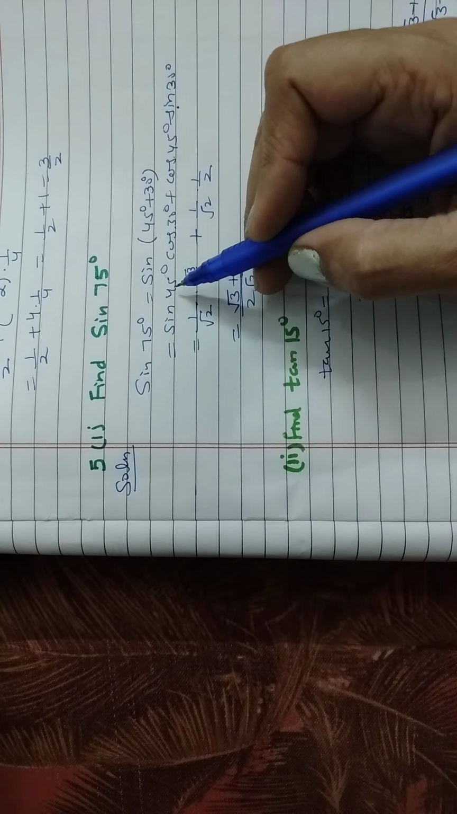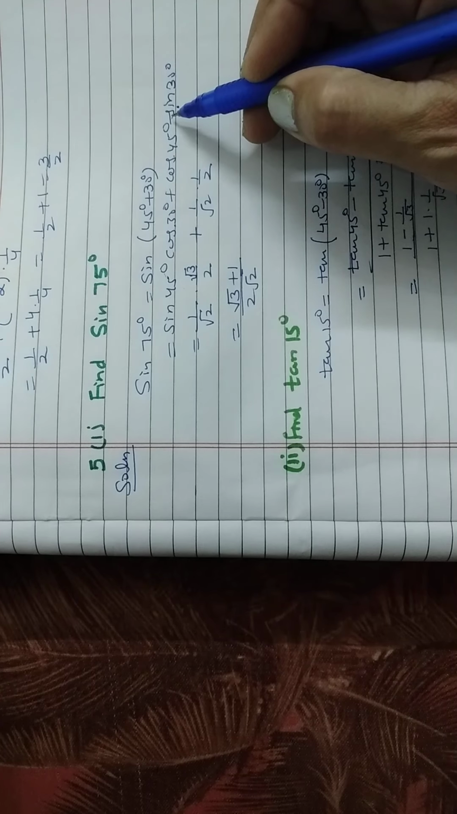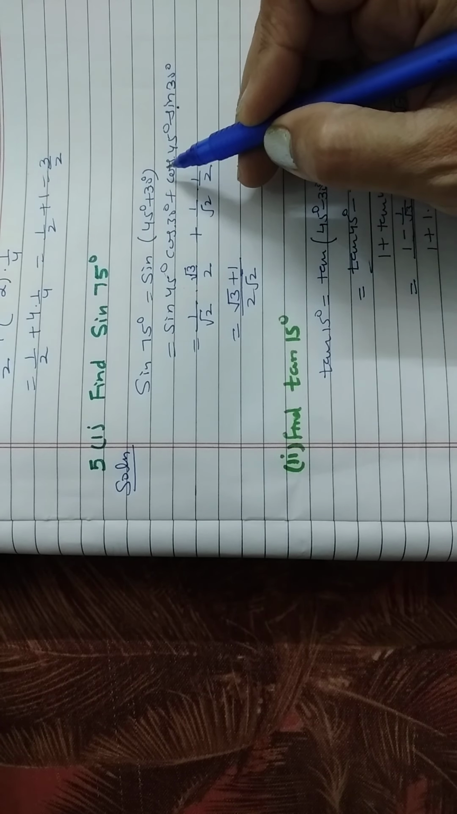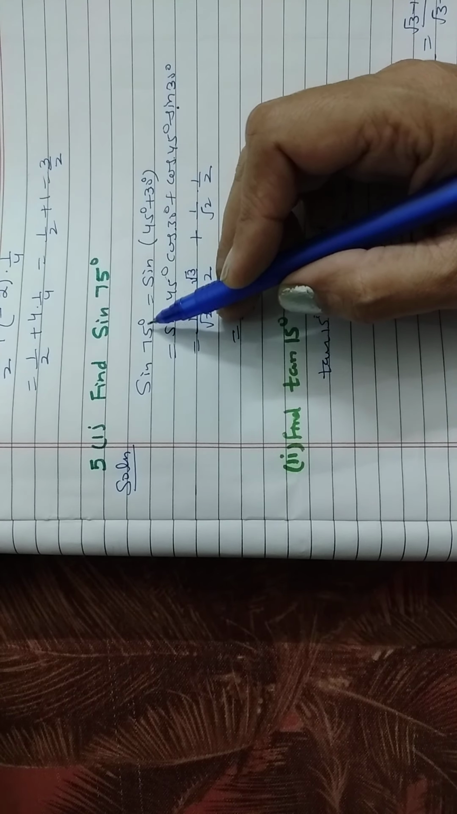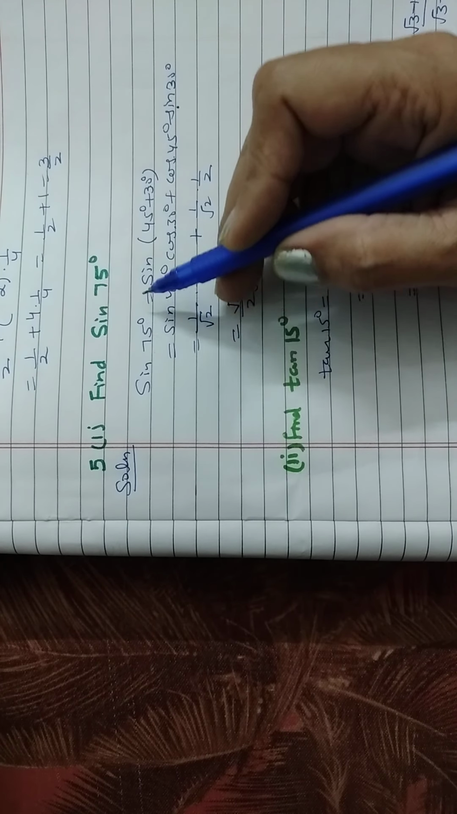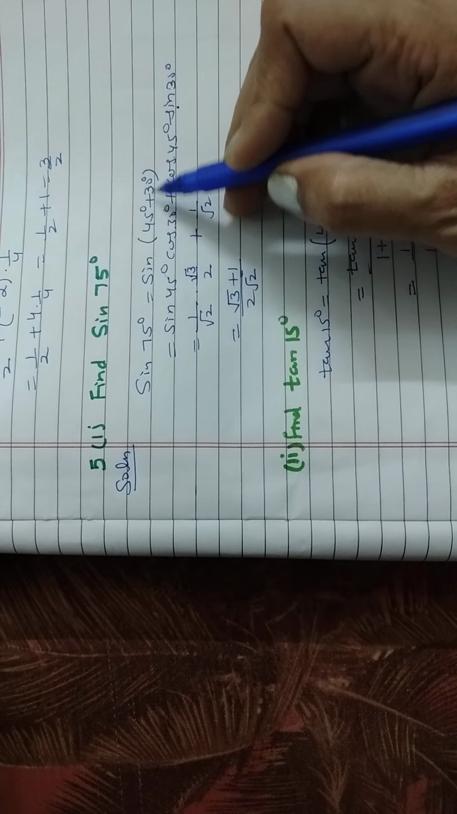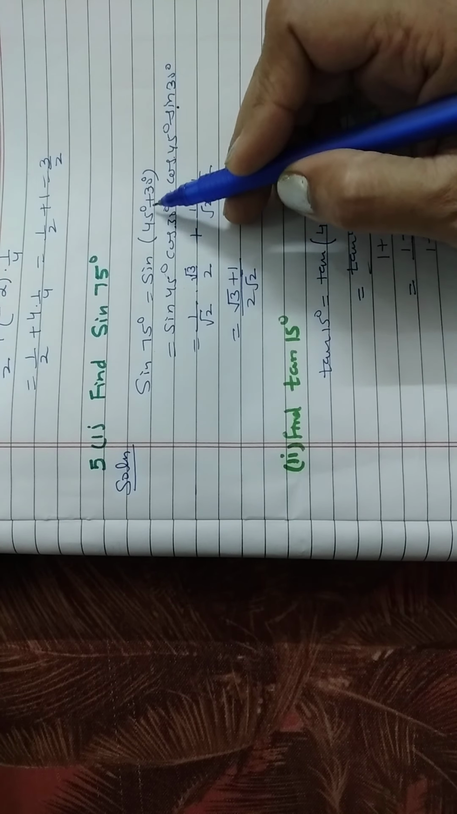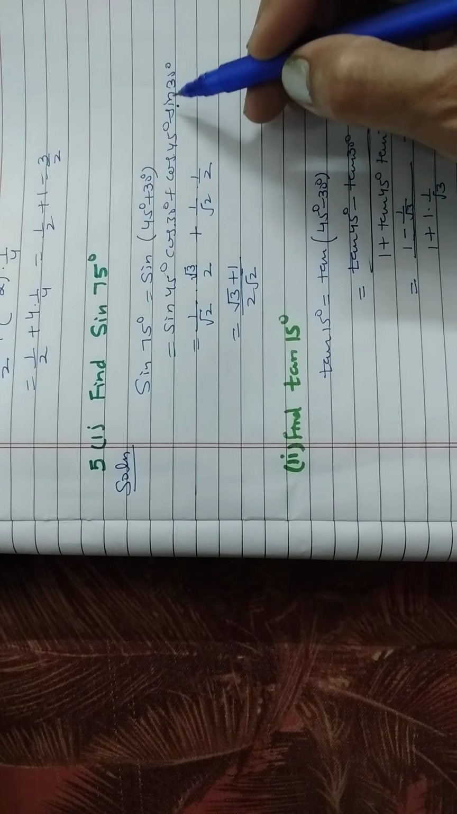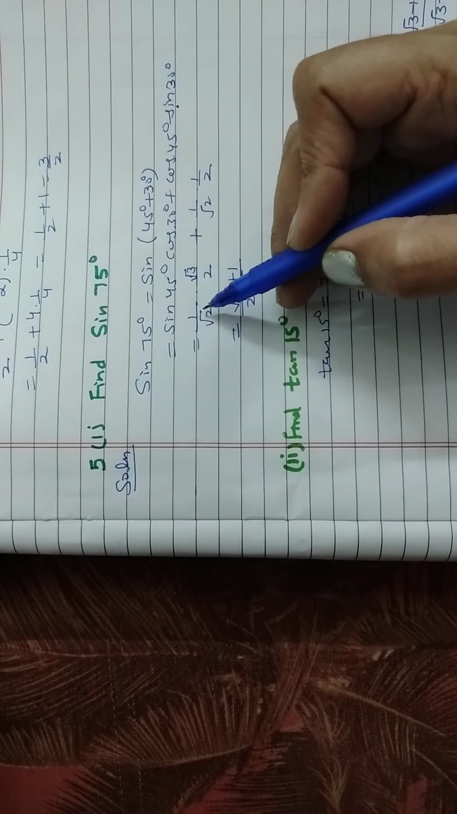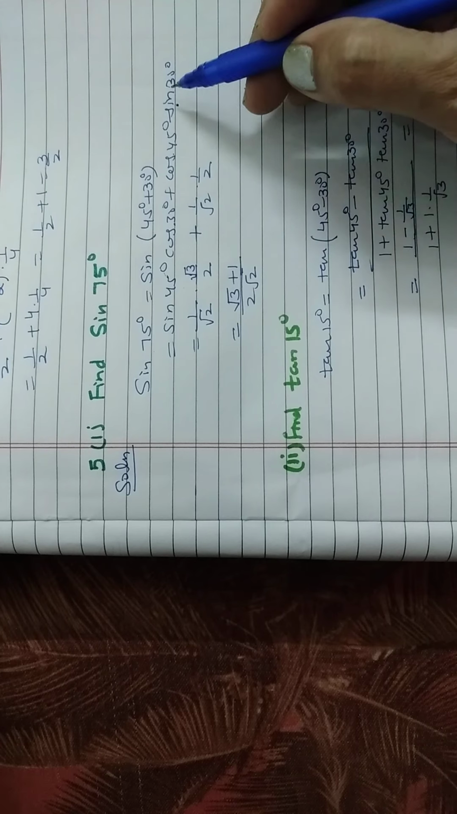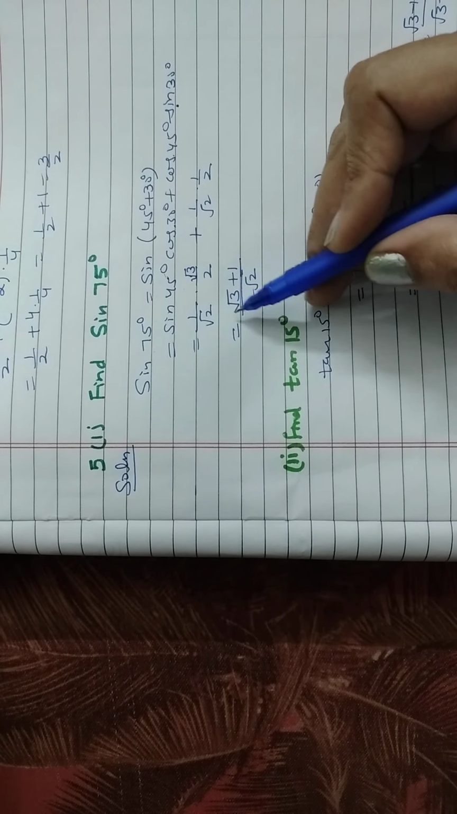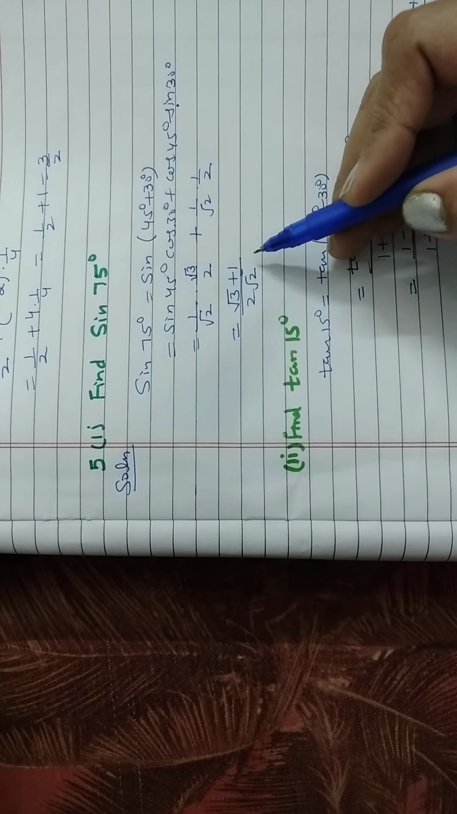Clear? Now, you know the values of these because you have learnt them in 10th class. Sin 75 you don't know, so you have to break up 75 into 45 plus 30. Now using the identity you have written it in this form. Now you can keep the values of sin 45, cos 30, cos 45 and sin 30. So after keeping the values you will get this result.